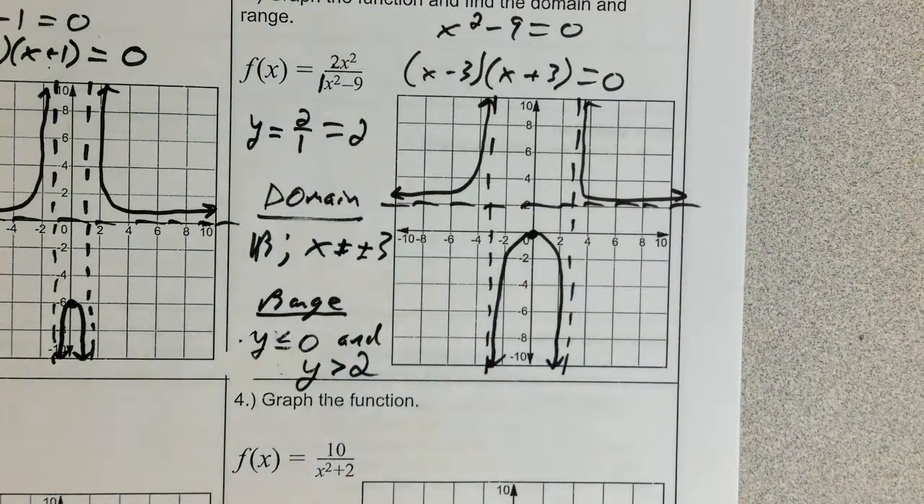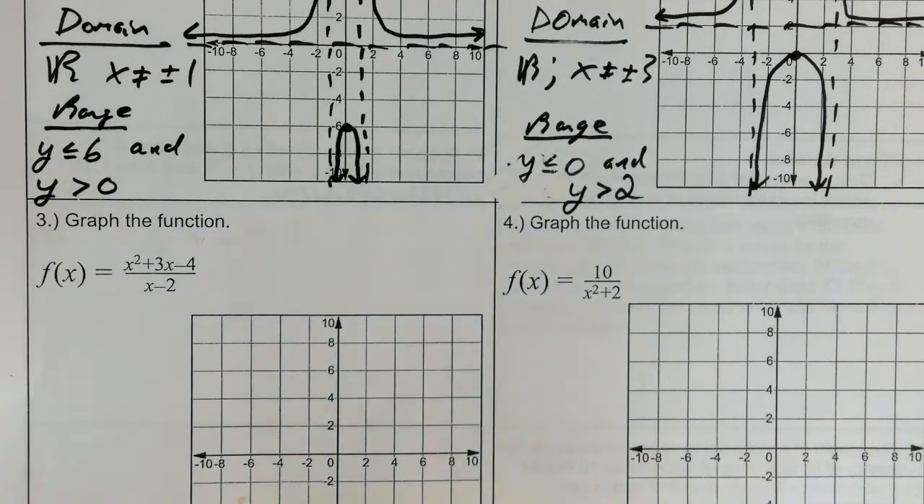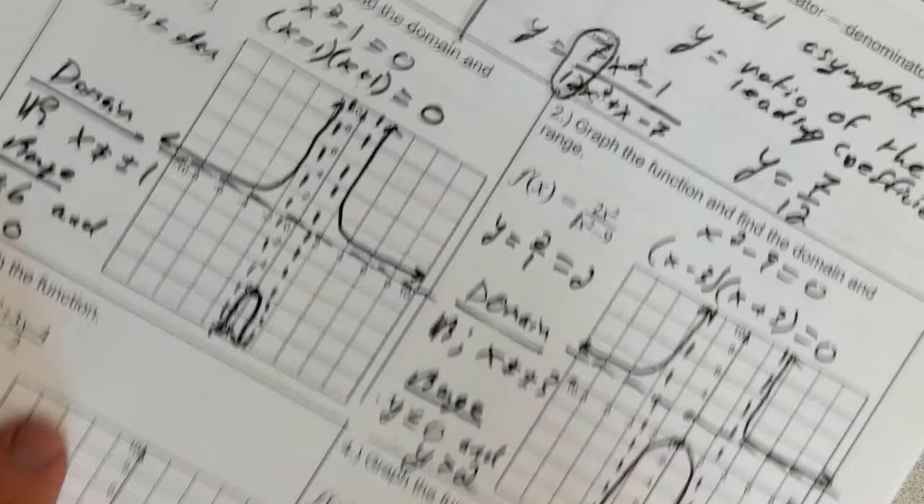Right? All right, so the last two, we are going to just graph the function, but graphing usually means finding the asymptotes as well. So let's do this.